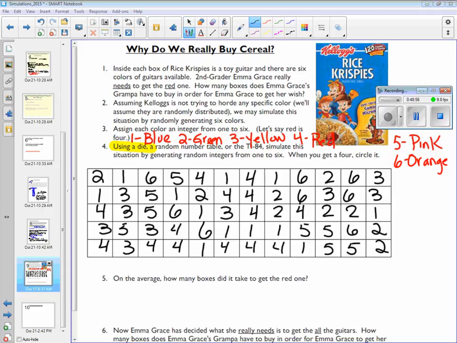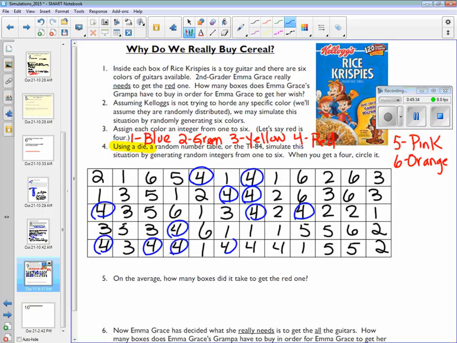Once you finish, I want you to look at the outcomes of your rolls, decide what trials you had, and write the outcomes of those trials. We said that we wanted to buy until we got the red guitar, and the red guitar was number 4. So I'm going to circle all of my 4s. And that's going to be the number of trials that I was able to conduct, is it not?